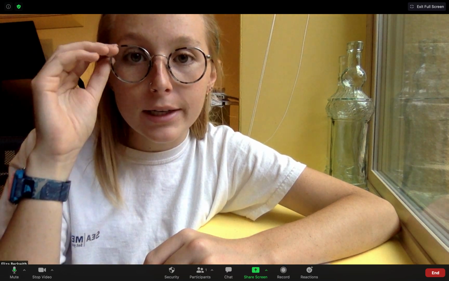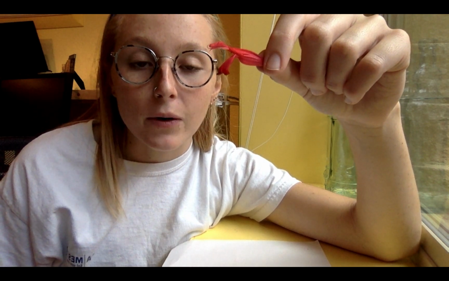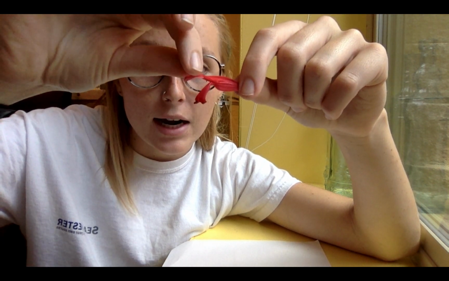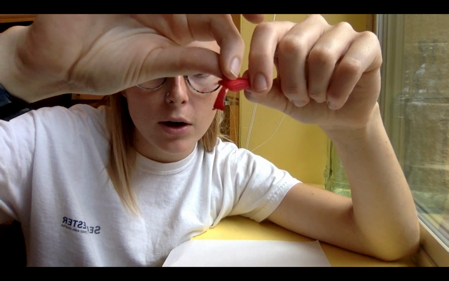Alrighty, so today we're going to be looking at the Salvia greggii flower. It has the common name autumn sage, and right off the bat we can tell it is zygomorphic because it has one plane of symmetry, as opposed to actinomorphic, which is radially symmetrical. We also know that this flower is perfect because it has both male and female reproductive parts.